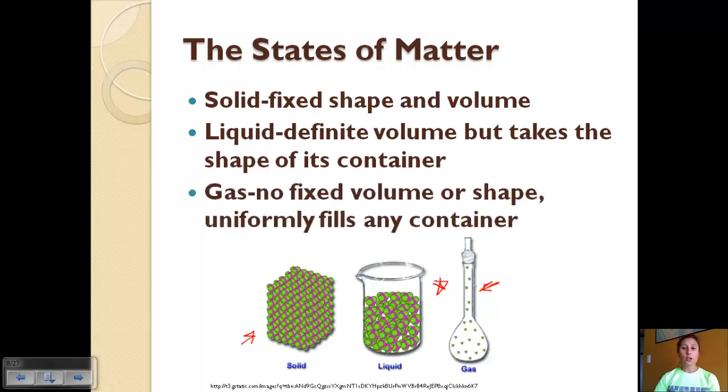Gases have no fixed volume or shape. They will uniformly fill whatever space they occupy, so whatever container they're in. That would probably mean that their particles are going to move around a little more quickly than, let's say, those in a solid, or at least move around more independently.